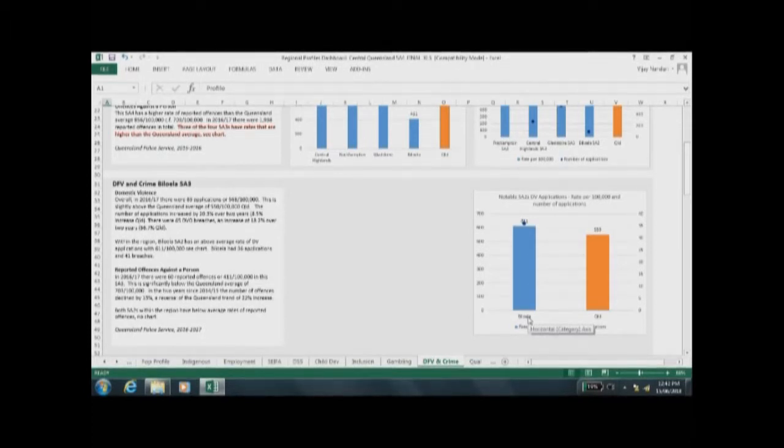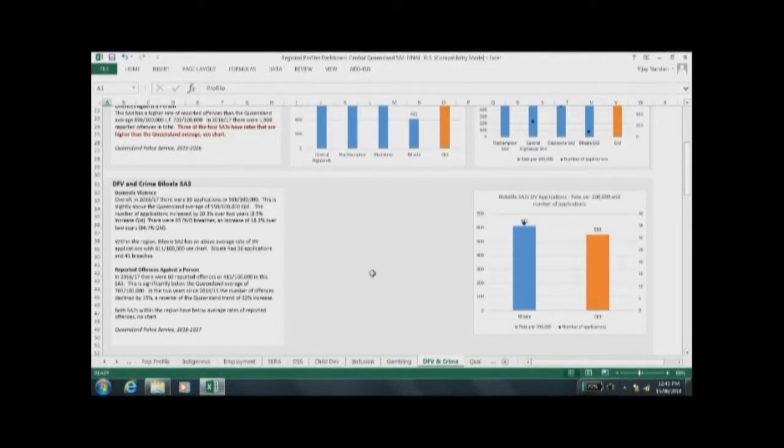In most instances, data is presented in bar charts, as this is the best way for users to make a quick and accurate comparison between statistical areas and against the Queensland average. Extensive commentary is also included to ensure a full and accurate understanding of the data.